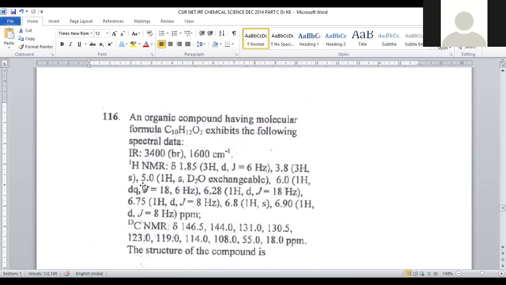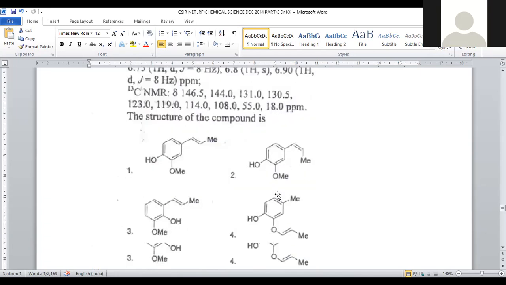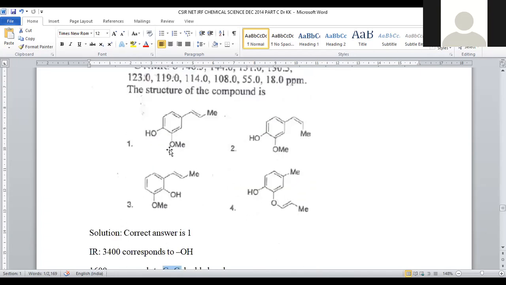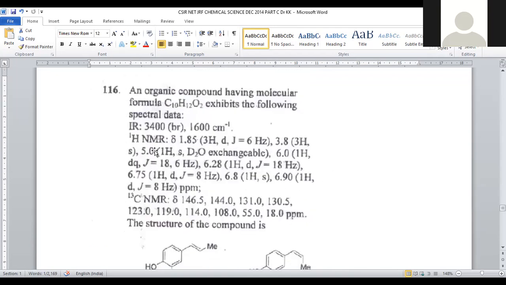And next is about 3.8 for 3 hydrogens. 3.8 is the characteristic peak for methoxy. Whenever the given compound contains methoxy, that peak will appear at 3.8. Here methoxy, here methoxy, here methoxy, here methoxy, not there. So one of the options got discarded. You may go with 1, 2, 3.